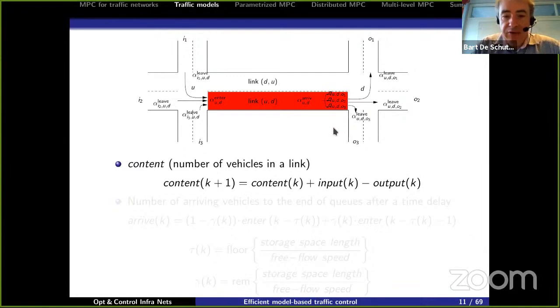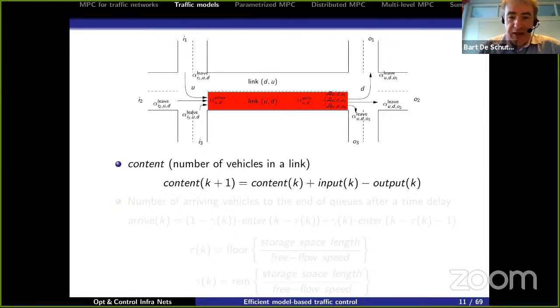What we're now going to see is how the variables, so the number of vehicles in the link and the queues, relate. These are typically based on conservation laws. For the number of vehicles in the link, we say that the number of vehicles at the next time step is equal to the current number of vehicles plus the inflow minus the outflow.